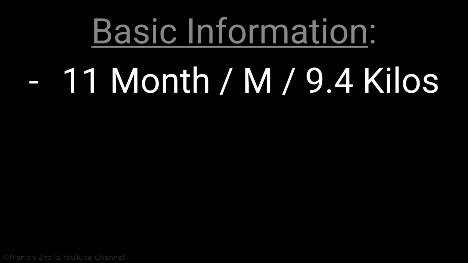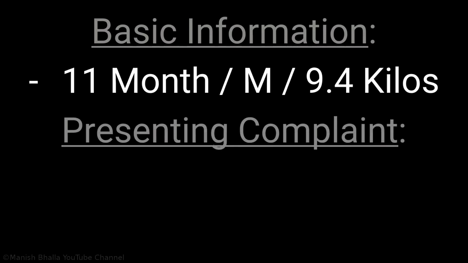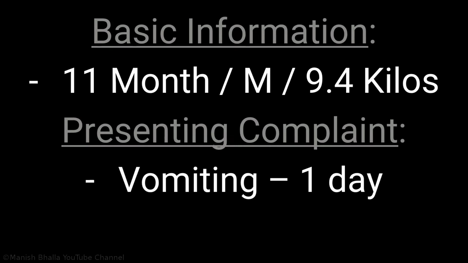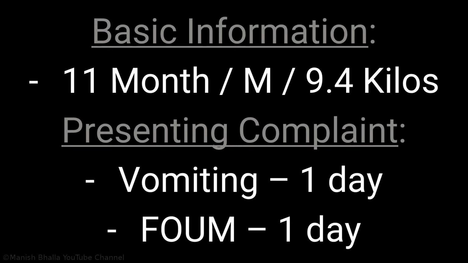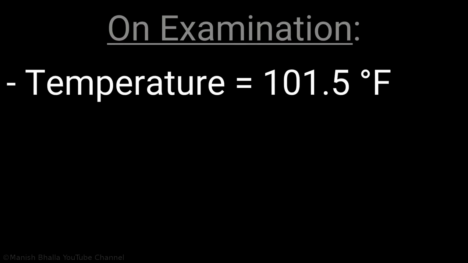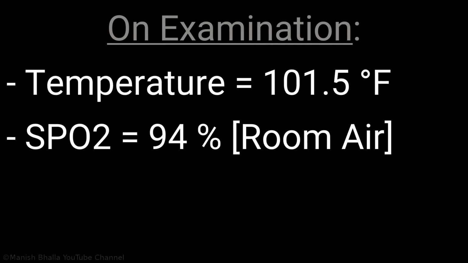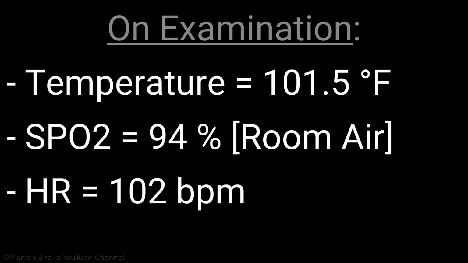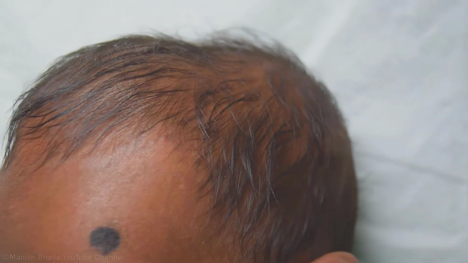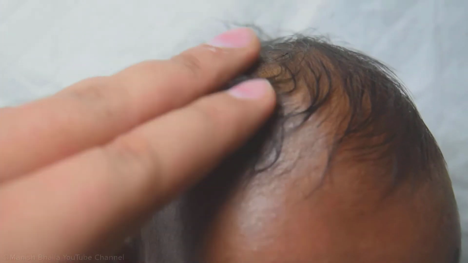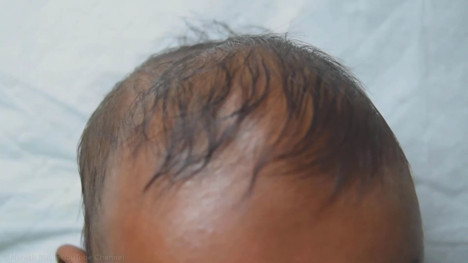A 11-month-old male child weighing 9.4 kilos presented with complaint of vomiting since one day and fit of uncontrolled movements since one day. On examination, temperature is 101.5 degree Fahrenheit, saturation is 94% in room air, and heart rate is 102 beats per minute. Child is unconscious with bulging anterior fontanelle and intermittent opisthotonus.